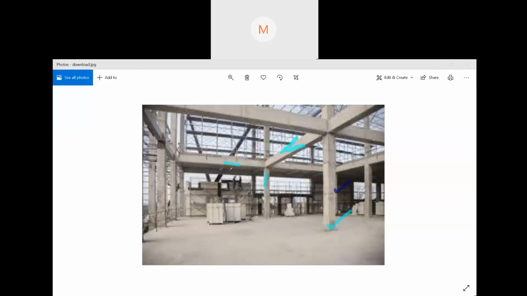Apart from this, can you recall? Will you remember which one is column and which one is beam in a building? So this is column. This is beam. Yes, horizontal members are beams, and the vertical members are columns. Great. Is it clear now, everyone?